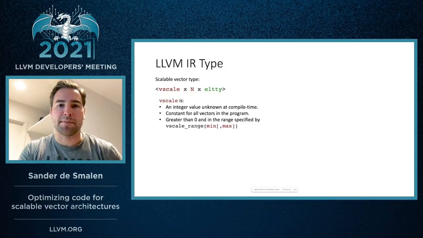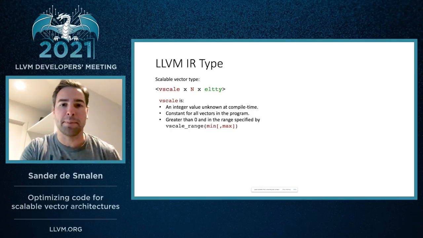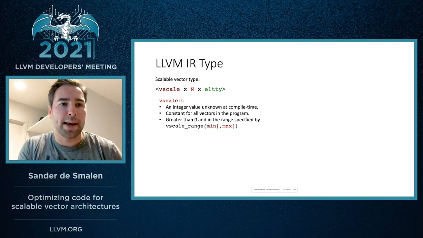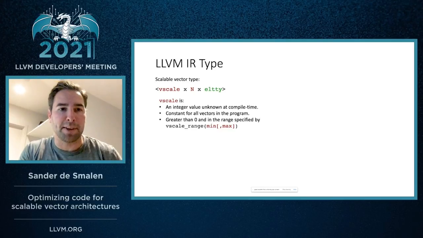A scalable vector is very similar to a fixed width vector type, with the difference that the number of elements is additionally multiplied by vscale. Vscale is an integer value unknown at compile time. It's constant for all vectors in the program, and is greater than zero, and in the range specified by vscale range.